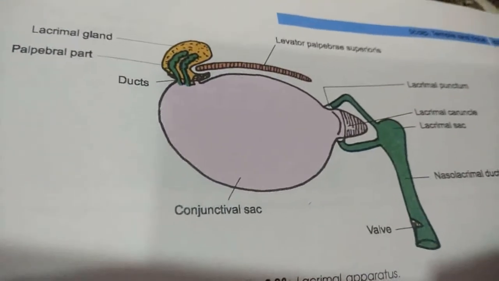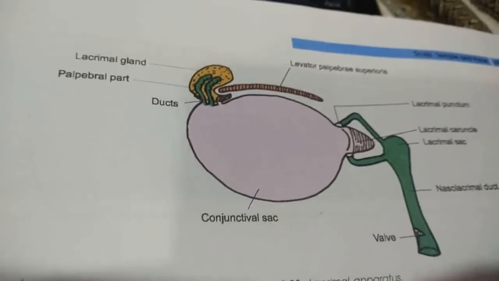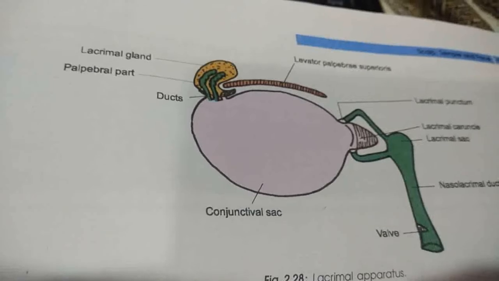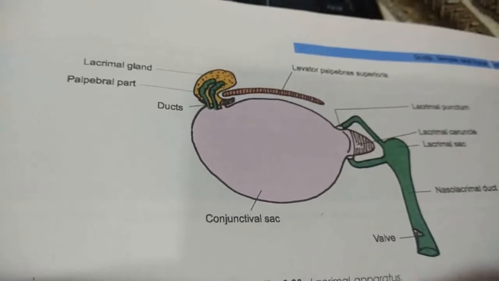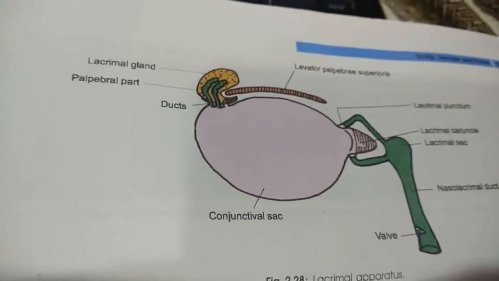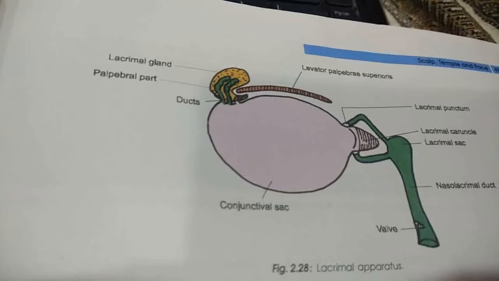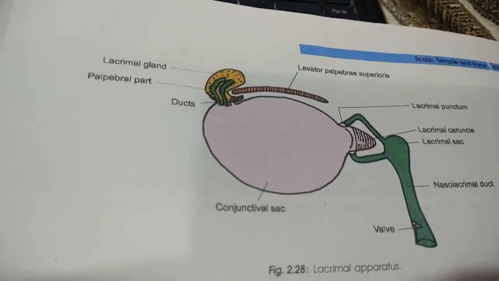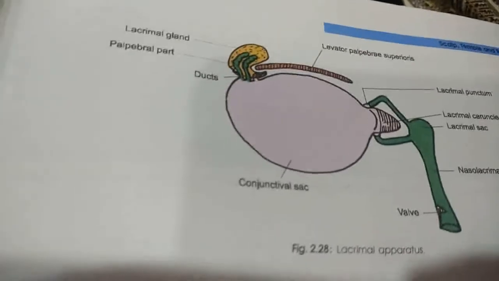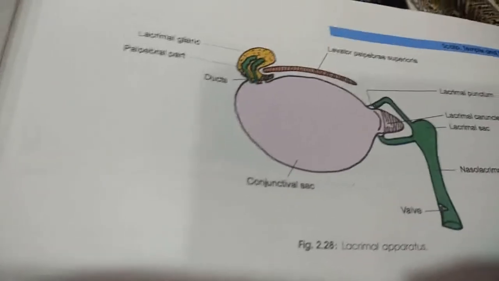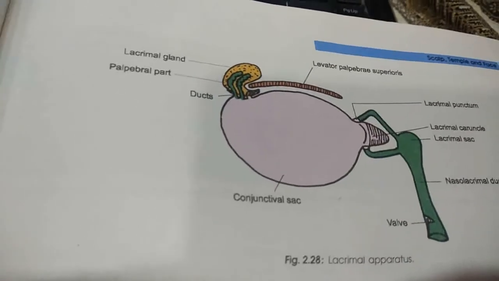Conjunctival lining: the deep surface of the eyelid is called the palpebral conjunctiva. The lining at the back of the eyelid is the palpebral conjunctiva, and the lining in front of the eyeball is the bulbar conjunctiva. The potential space between the palpebral and bulbar parts is the conjunctival sac.